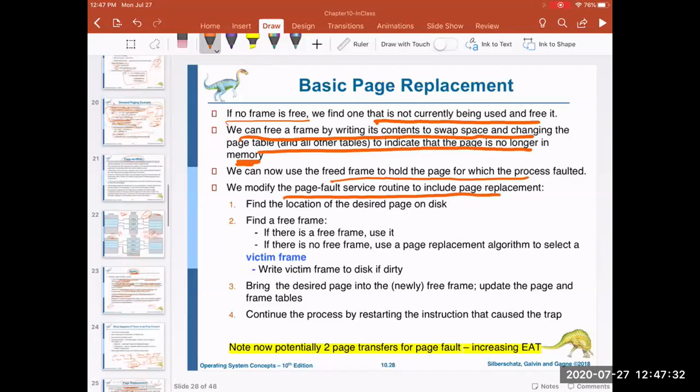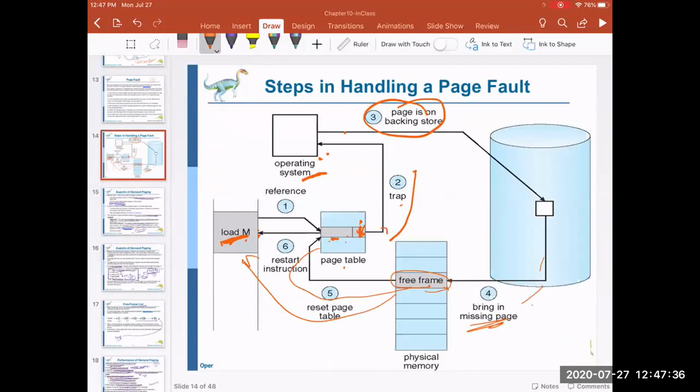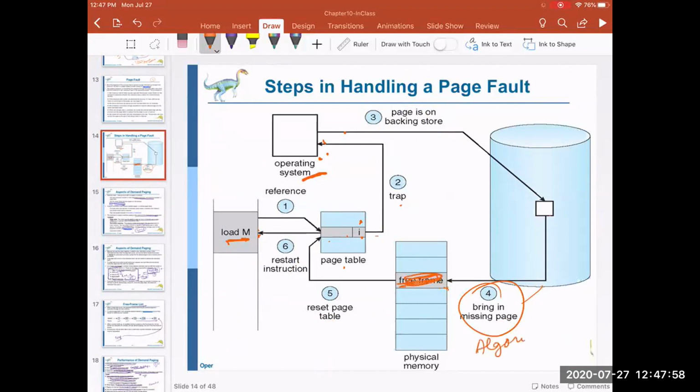Now remember this, what would happen? I'm repeating it again. There is an instruction which is not there, a trap is issued, and a secondary storage read happens. Now here, there is no free frame. If there is no free frame, we have to run an algorithm called page replacement. Page replacement will free some frame. So let us suppose this is a new free frame.